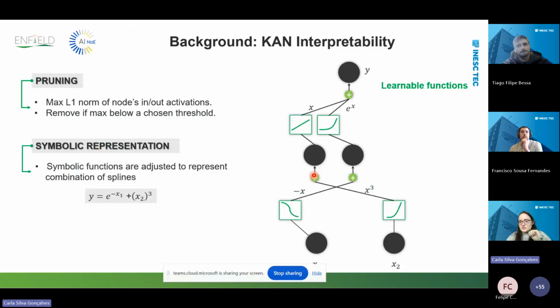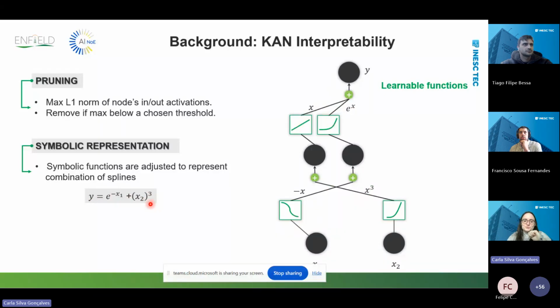Then we can do a symbolic representation. Each of these spline functions can then be approximated with a set of symbolic functions. For example, here the approximation could be x, exponential of x, here minus x, maybe x cube, and then at the end this KAN represents this model. So it's this expression that is being learned by this KAN architecture. So y is exponential of minus x1 plus x2 power 3. So this is interpretable. Well, it depends.